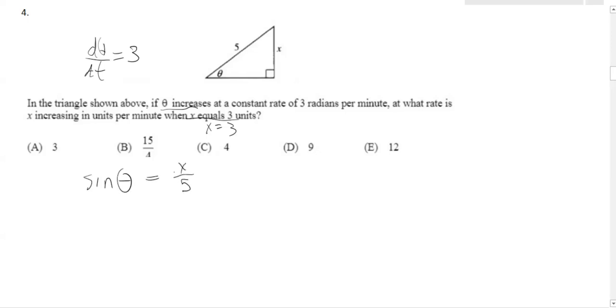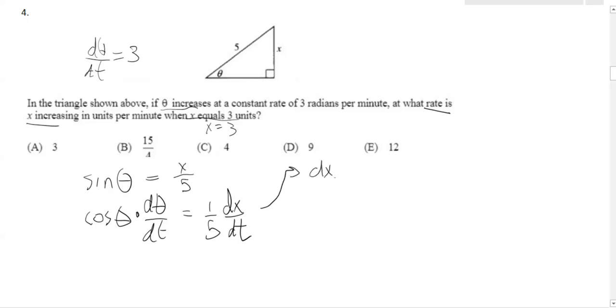Now I'm going to differentiate both sides with respect to t. So this would be cosine theta times d theta dt. Remember, implicitly defined function of t. X over 5, the derivative would be 1/5 times dx dt. It wants to know what rate x is increasing, so we're solving for dx dt. So just multiply by 5. So it's 5 cosine theta d theta dt.